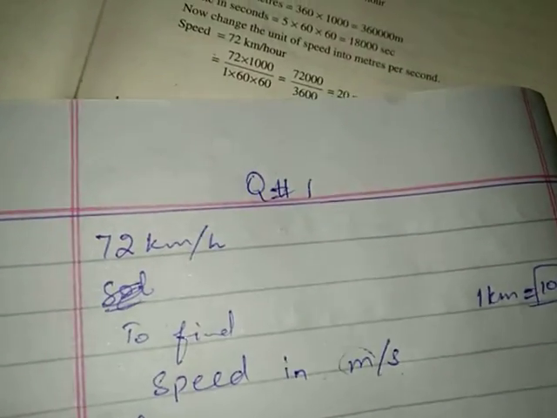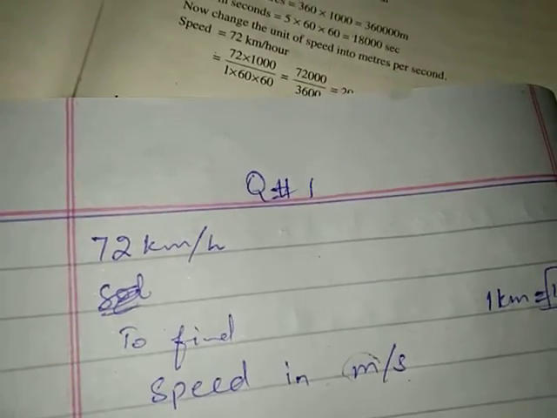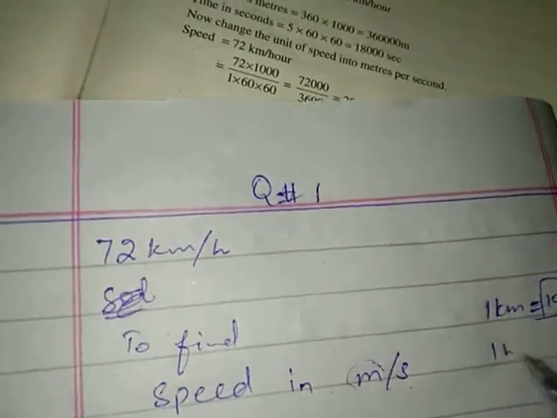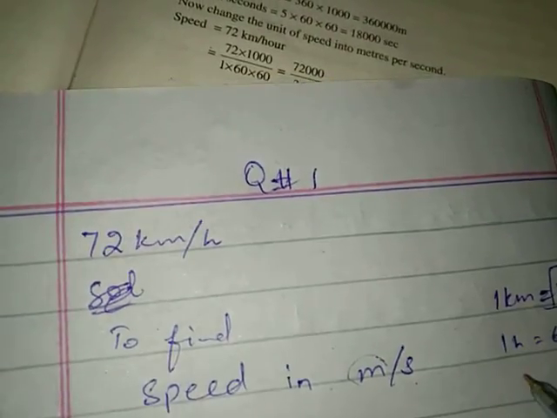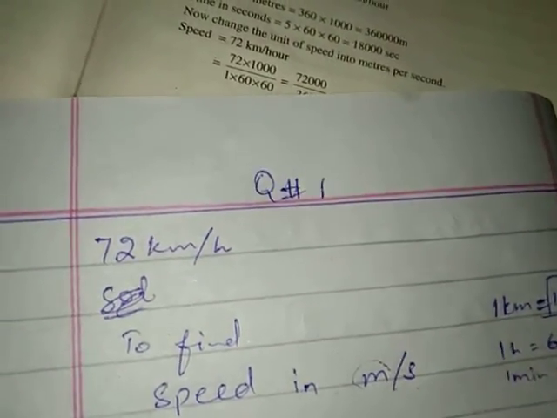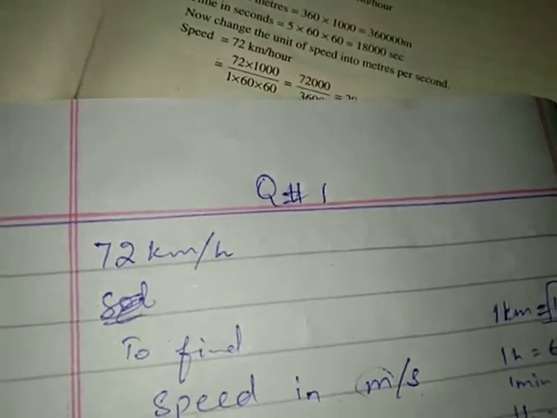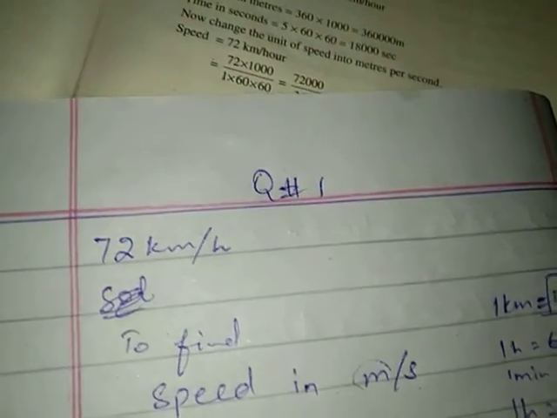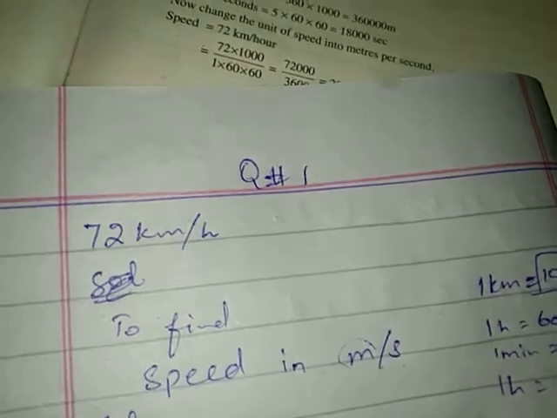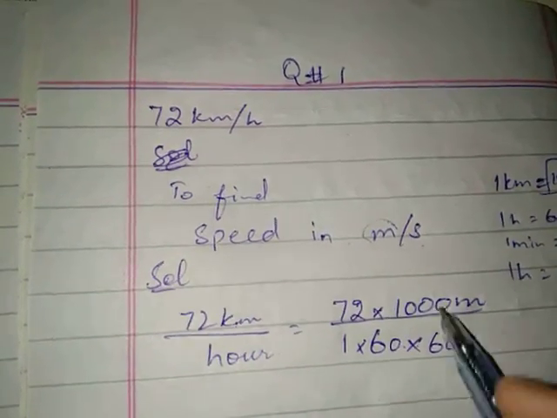Now the hour. 1 hour means 60 minutes, but we have to convert it into seconds, so 1 minute is equal to 60 seconds. So 1 hour is equal to 60 minutes multiplied by 60 seconds. In the place of minutes we will place 60 seconds. So 1 multiplied by 60 multiplied by 60 seconds. This is the basic rule to convert kilometers per hour into meters per second.